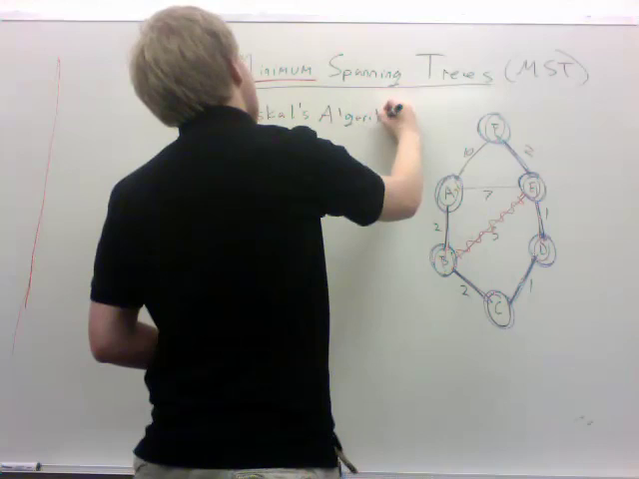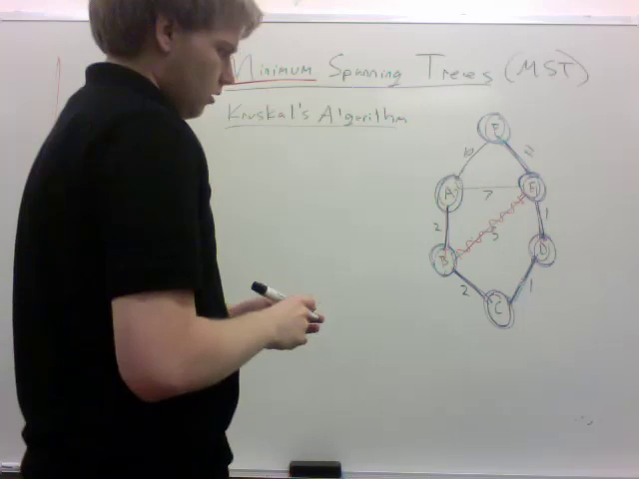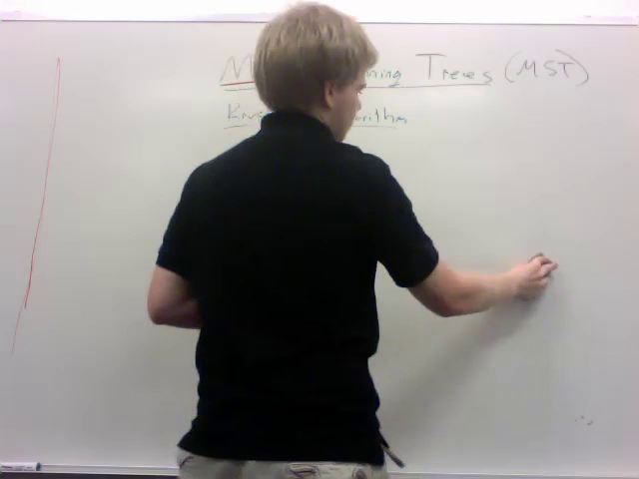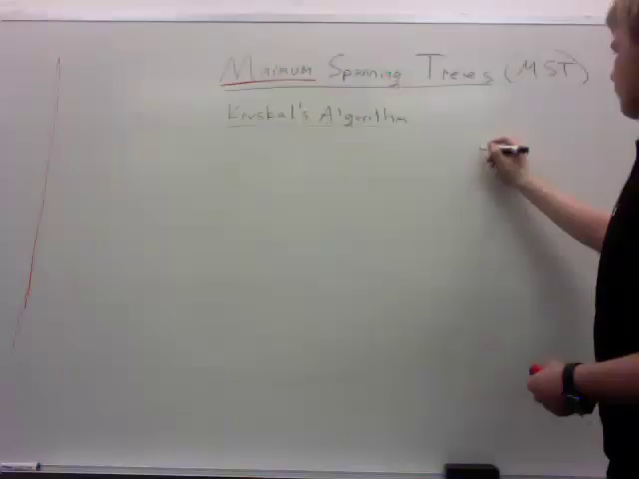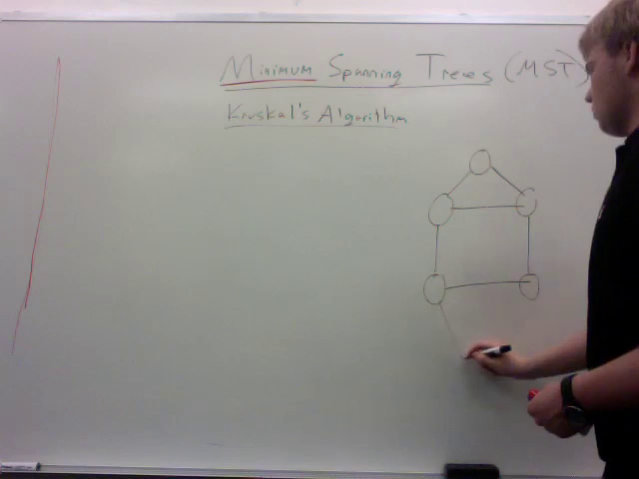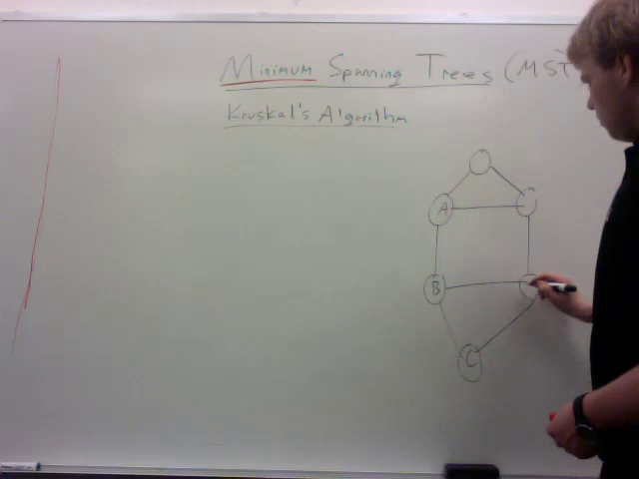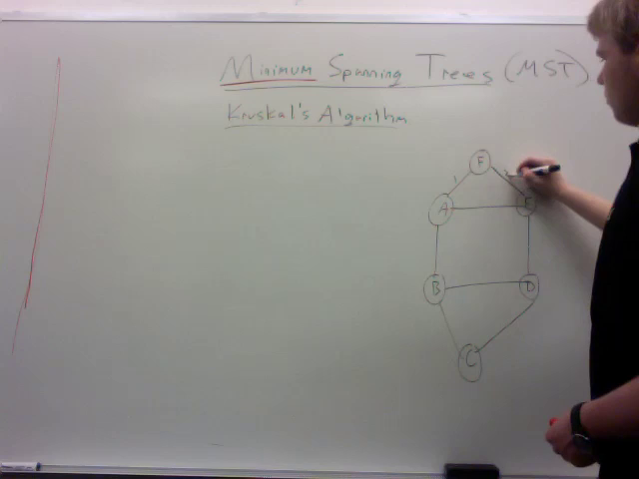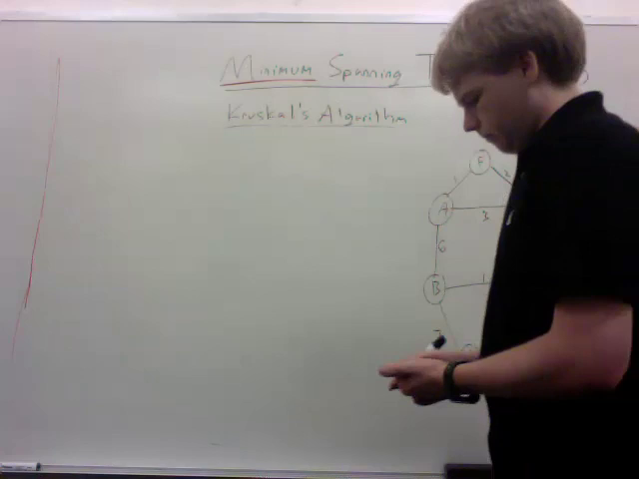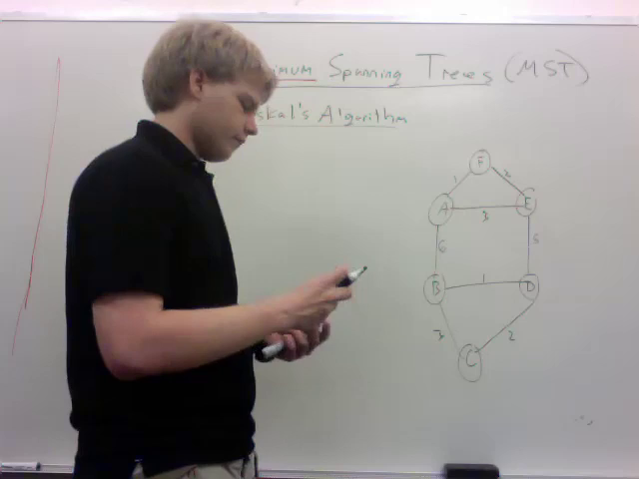So for this one, I'm going to change the graph a little bit. Okay. B, C, D, E, F. So that's at 1, 2, 3. 1, 2, 3, 5, 6. So this is our graph, and we want to find the minimum spanning tree of it.